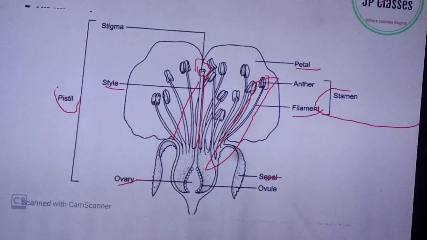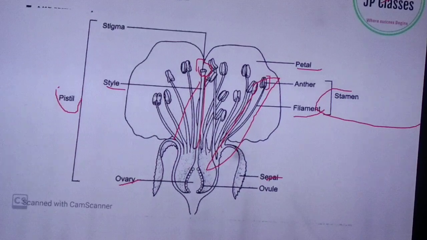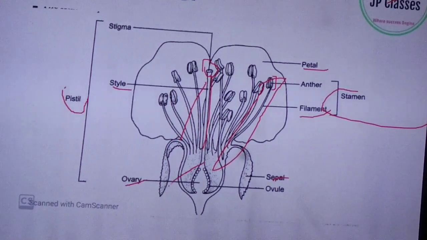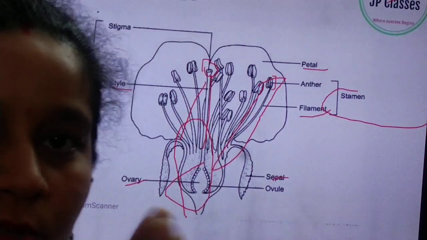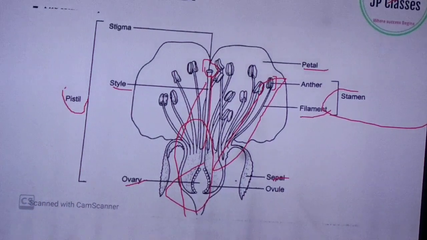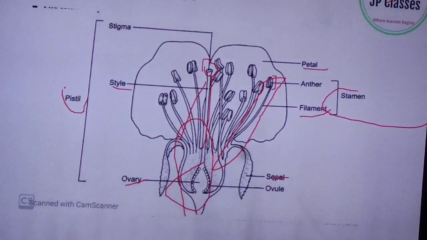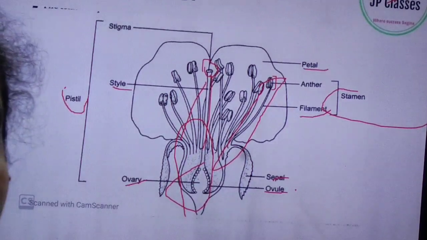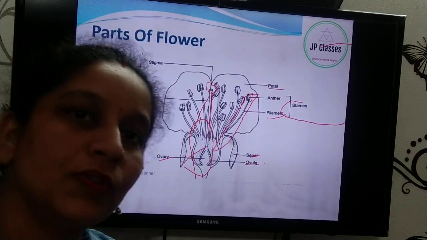Moving on to the basal swollen part or the innermost part of the pistil. What is this innermost part of the pistil? This is your ovary. You can see this is a basal swollen portion, a cup-like shaped structure. Inside the ovary you can see these small round structures. These are known as the ovules. These are the different parts of a flower. Now moving to the next slide.